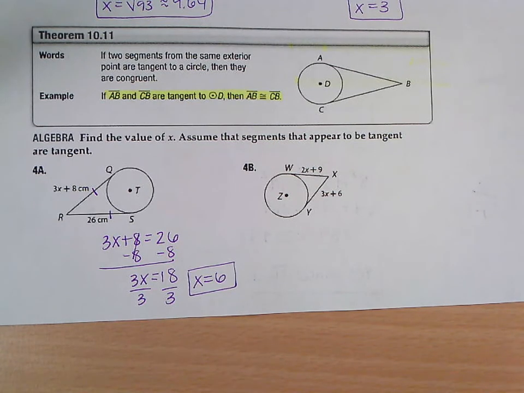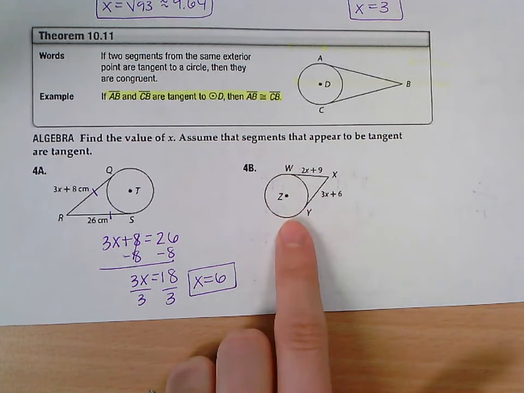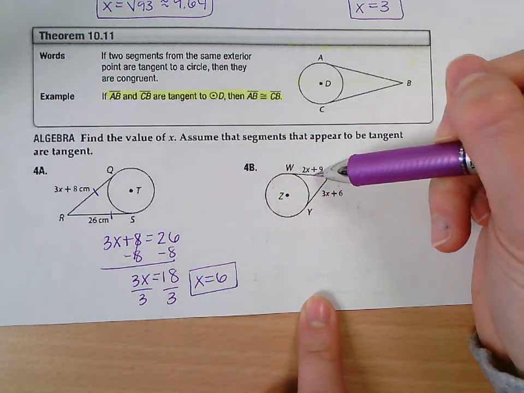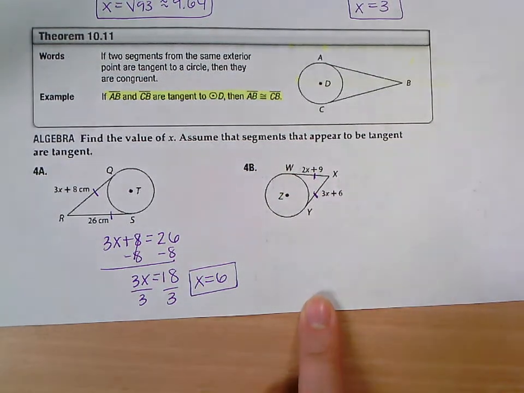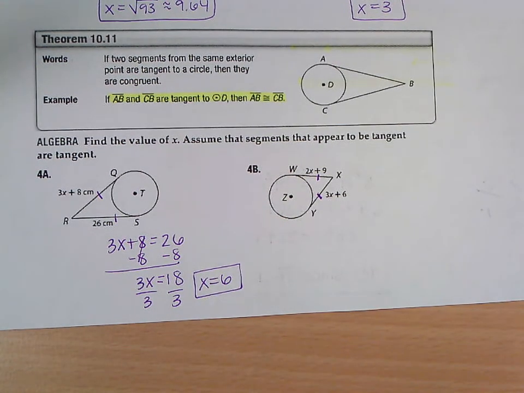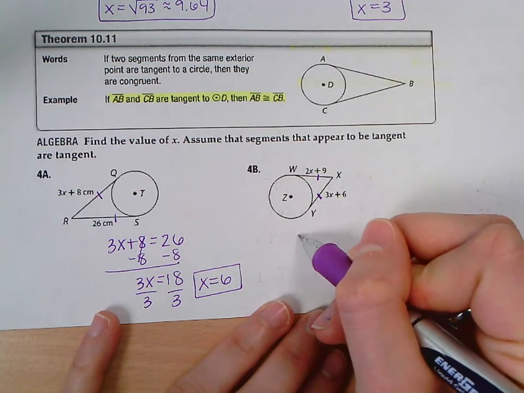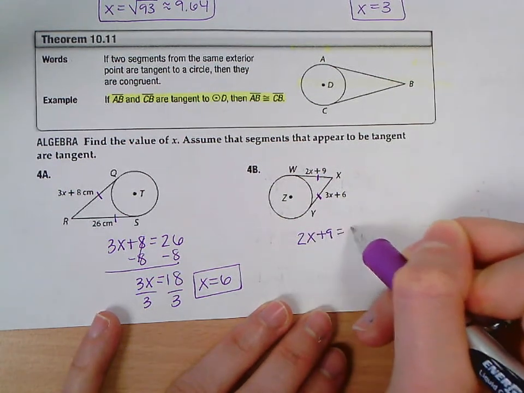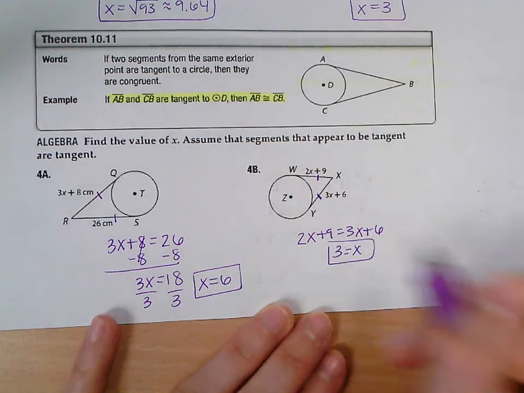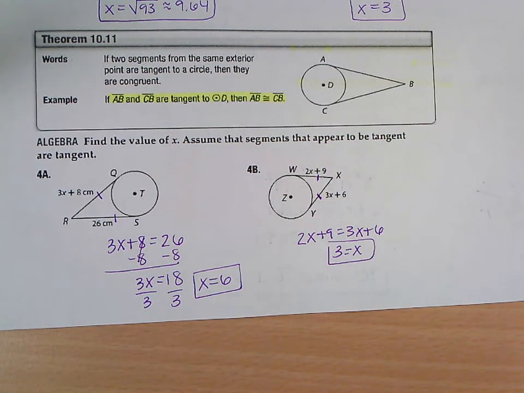And that also goes for 4B. These appear to be tangent, therefore they must be congruent. So while I pass out the assignment, why don't you just do 4B if you haven't already. Make sure you can get the correct x value. And then I'll pass out the assignment. And you have the remaining time to work.